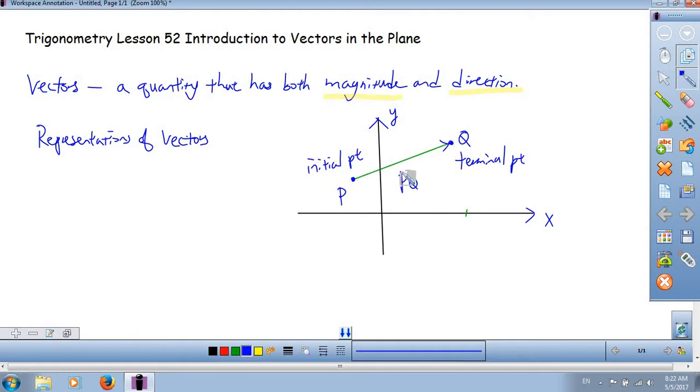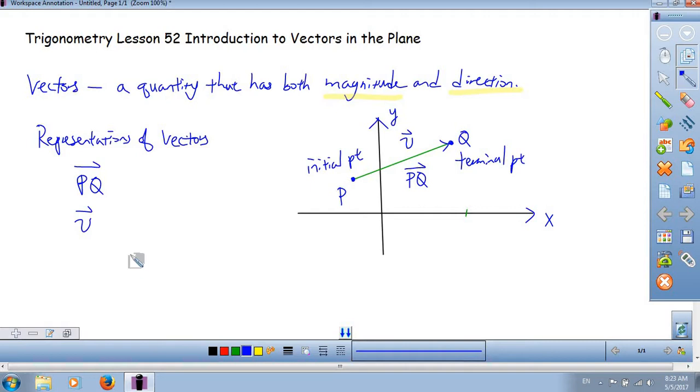So this will be called vector PQ. When we write a vector, we use the initial point and then the final point, and then we use the arrow on top to indicate it is a vector. So it's called vector PQ. This is one way to represent vectors using points in a plane. We can give this vector a name, vector V. So we can use PQ, using the initial and terminal points, or we can use a letter, usually V or U, to represent this.